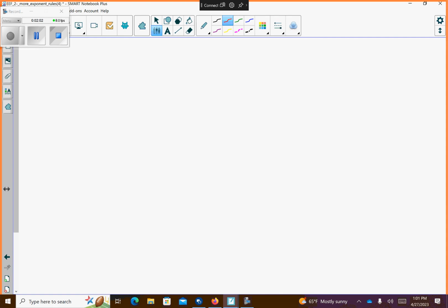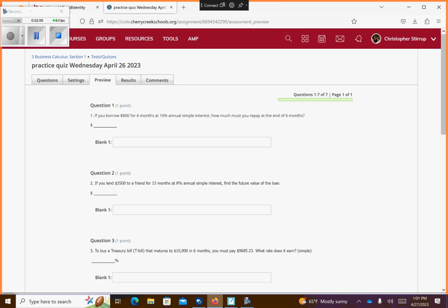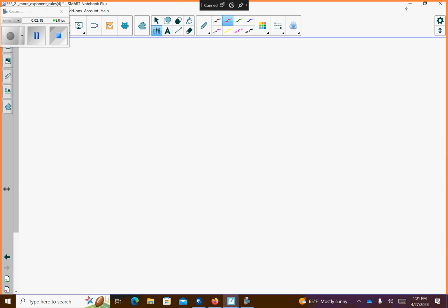All right, so the second problem says if you lend $3,500 to a friend for 15 months at 8% simple interest, find the future value of the loan. Okay, so now you're the lender. You're going to lend $3,500 to your friend for 15 months. So make this a year. This is 15/12 of a year. Yes, you could reduce it if you wanted to.